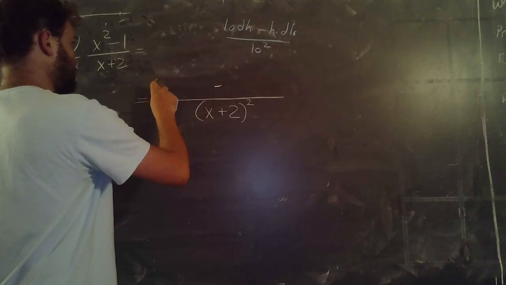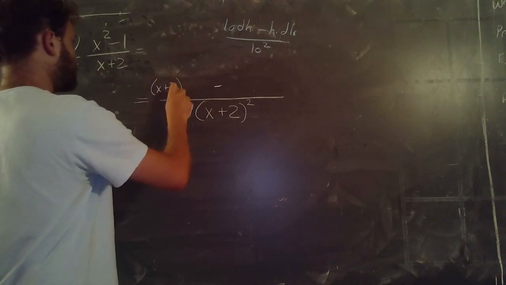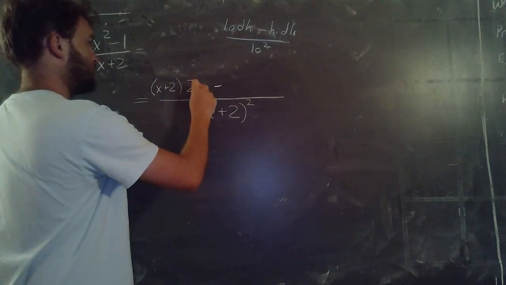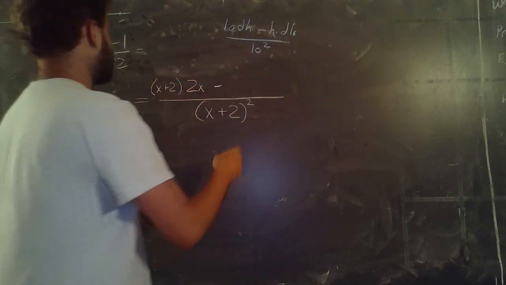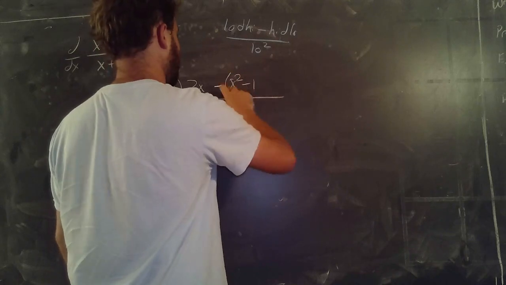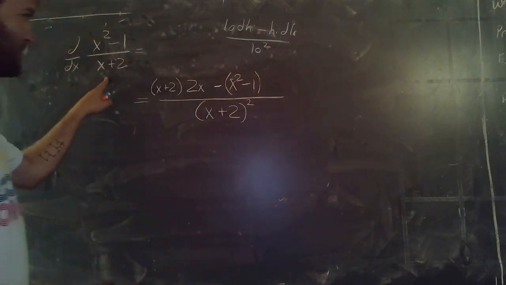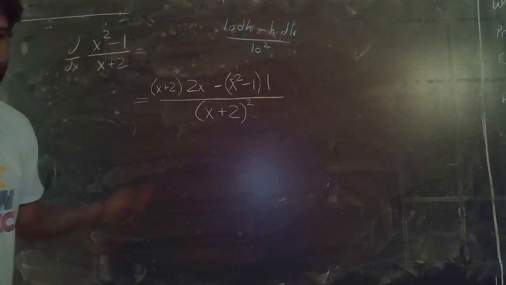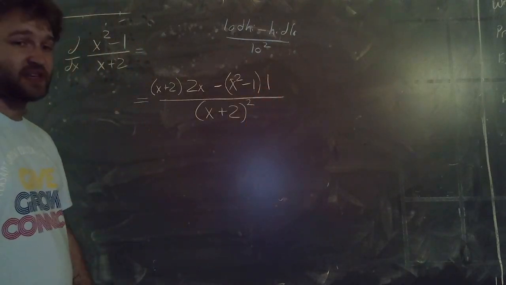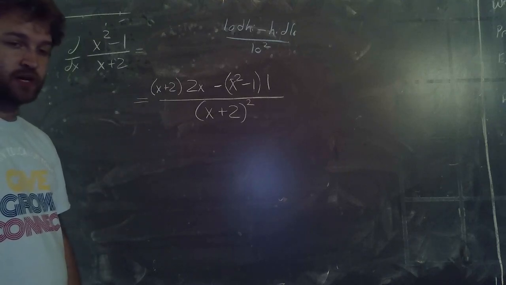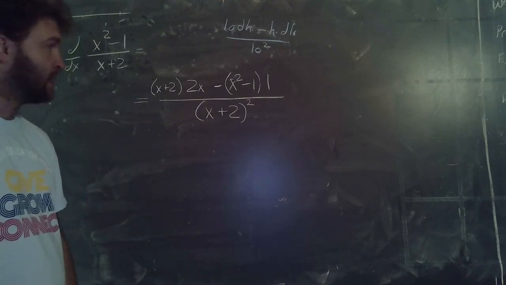First, I write the low term, x plus 2, times the derivative of the top term, which is 2x. Then I'm going to write the top term, x squared minus 1, times the derivative of the bottom term, which is just 1. And this thing here, this is a completely valid derivative that if you need to put that into the homework module, I believe it accepts it.